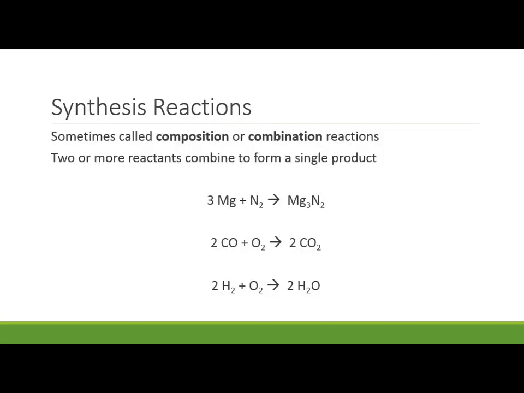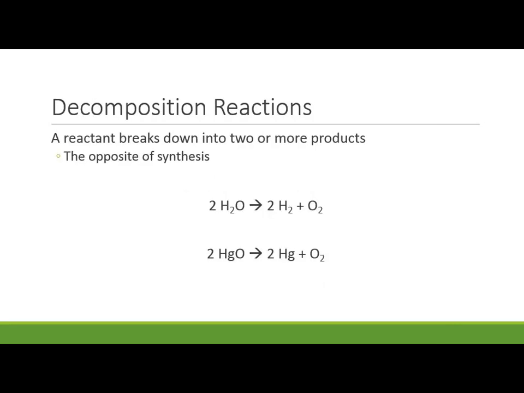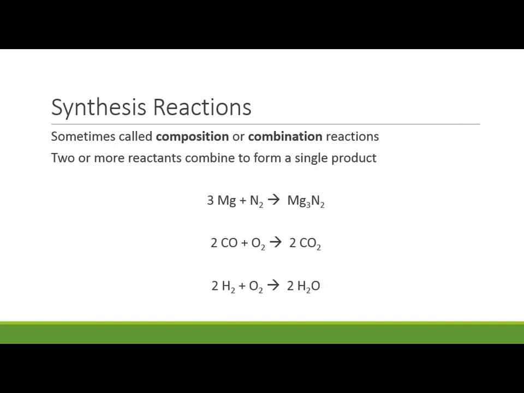So let's look at a synthesis reaction. These are sometimes called composition or combination reactions depending on who you talk to, but in any case, what you're doing is you're taking two or more reactants, combining them to form a single product. So notice in every case we have something like magnesium. Back up for a second. We have something like magnesium coming in and combining with nitrogen to make a new compound, magnesium nitride.